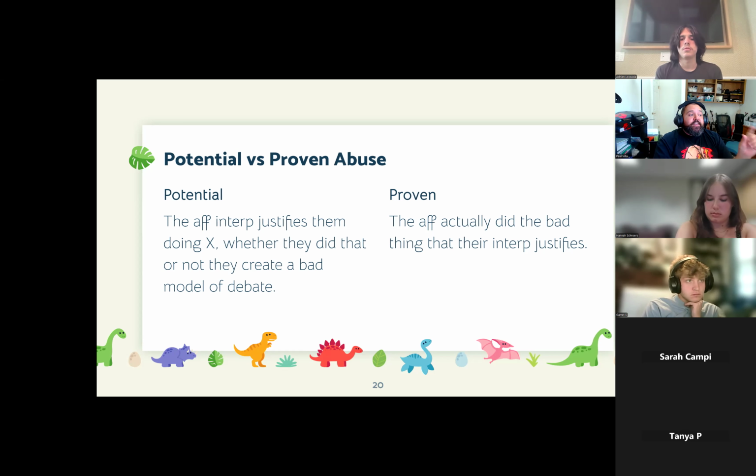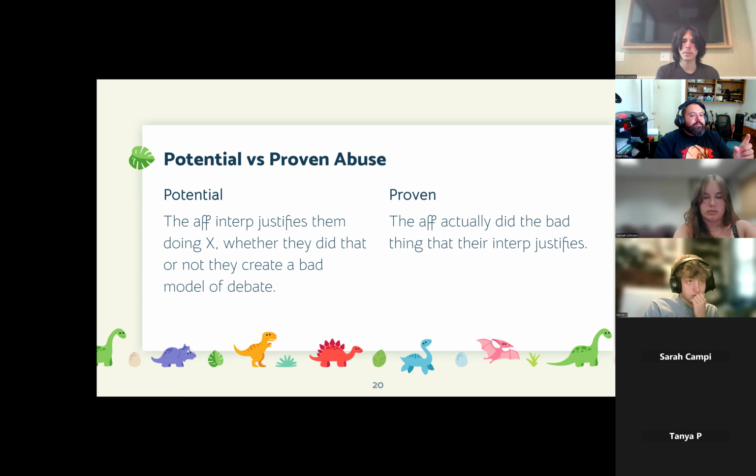Now, again, you would need some judge instruction to be able to explain the argument: the reason you should evaluate T as a model of debate is this, and the reason you shouldn't is this. Proven abuse is just that the AF or the neg actually did the bad thing that their interp justifies.